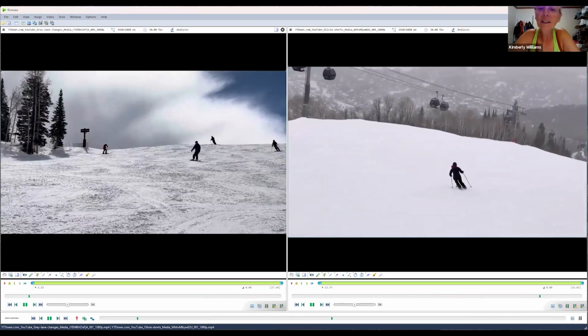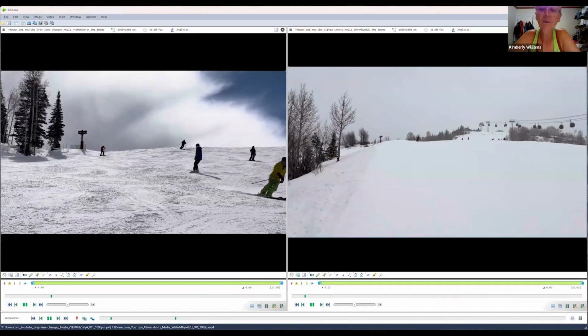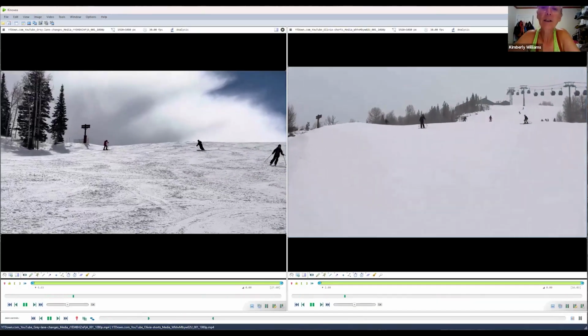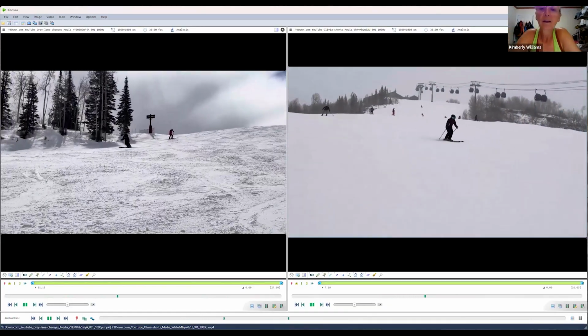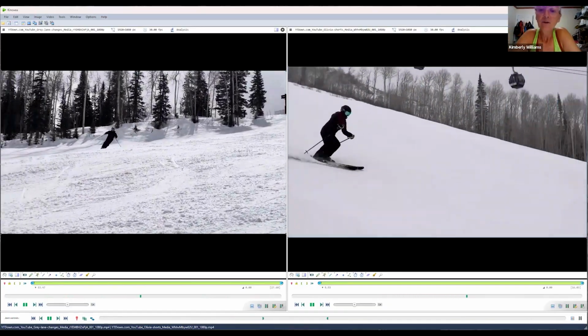Okay, so she's using her upper body to start the rotation. Cool. When she does the pole plant, she's bringing that shoulder forward, or the outside shoulder. Yeah.